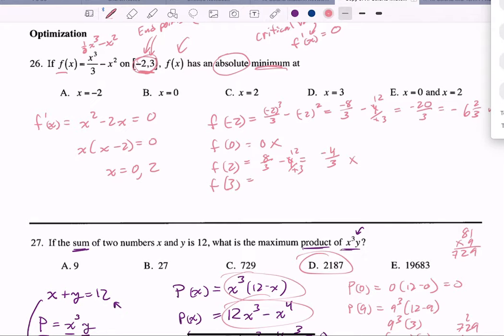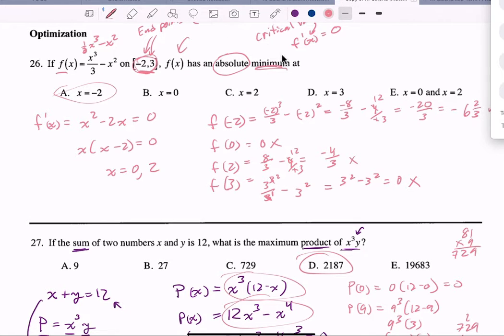But let's try the 3. If I plug in 3, I get 3 raised to the third power divided by 3 minus 3 squared. So this would be 3 squared minus 3 squared because that 3 has a 1 and it would cancel out with that 3. It would become a 2. So you have 3 squared minus 3 squared, which equals 0. That guy's not the winner either. All right, so our winner is -2. -2 is where we're going to find the absolute minimum, and so that's our answer.